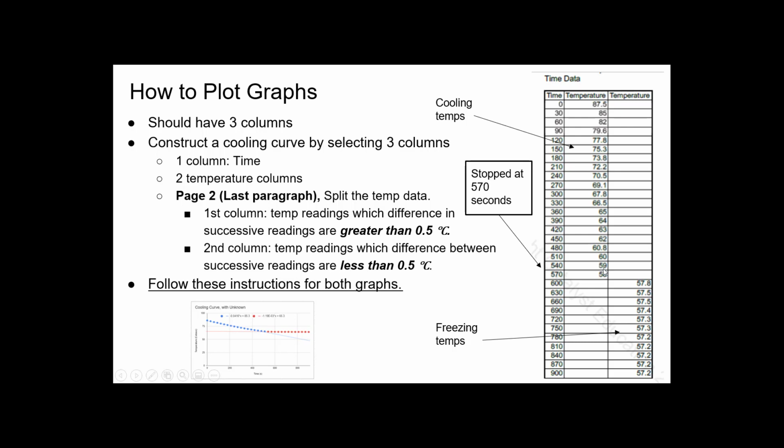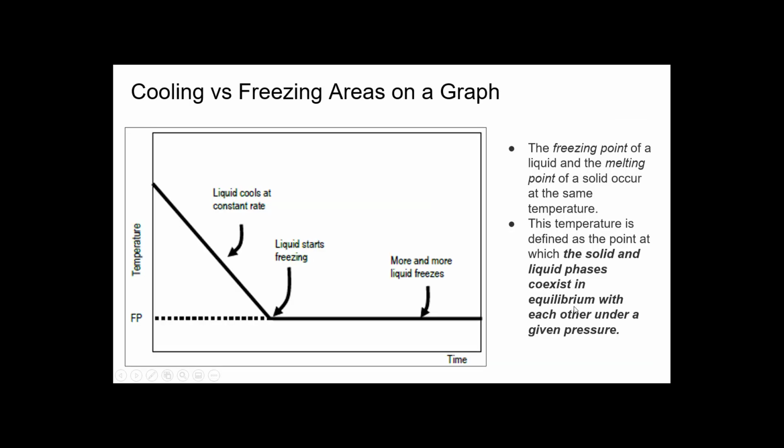So here's an example. These two, 59 and 58, there's a difference of 1 here. But if I take 58 and 57.8, there's a difference of 0.2. So we leave this one because these two numbers are still large. But the minute I get one that's not less than 0.5, that bottom number comes here, and I create a second graph. What this means is that the cooling temps end at 570, and then the freezing points start at that point. And that gives you this quick line in the graph.